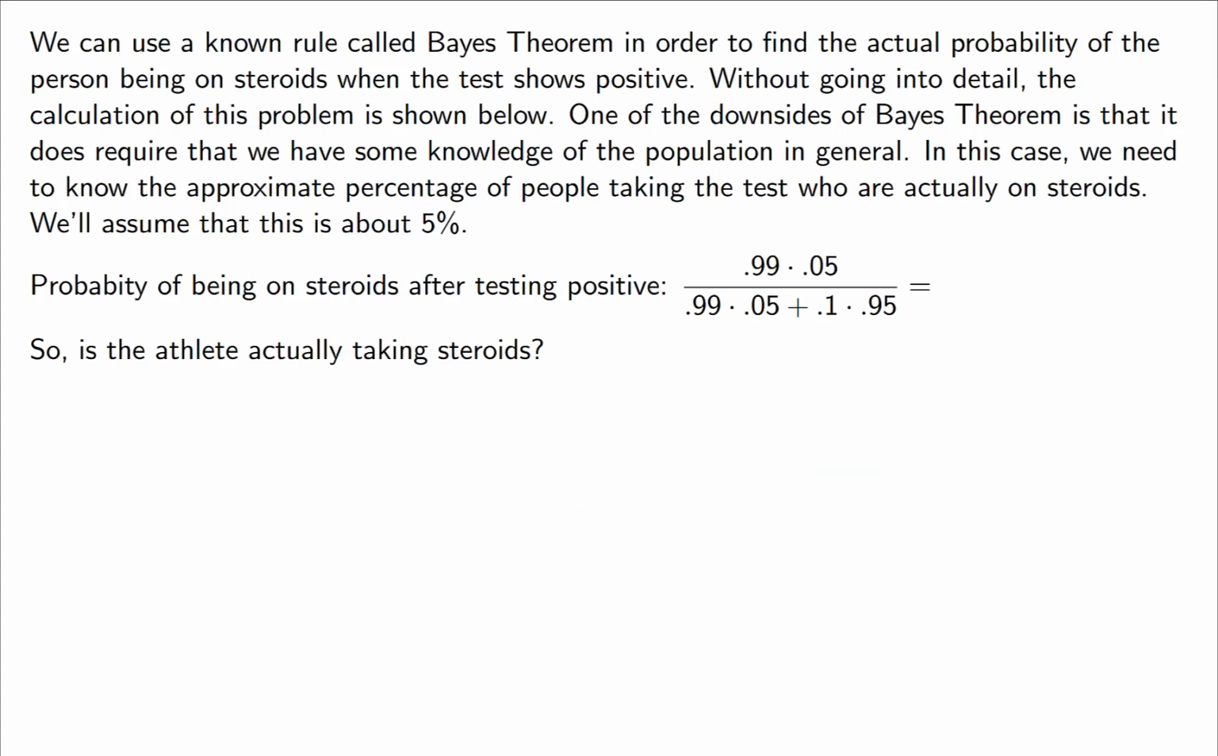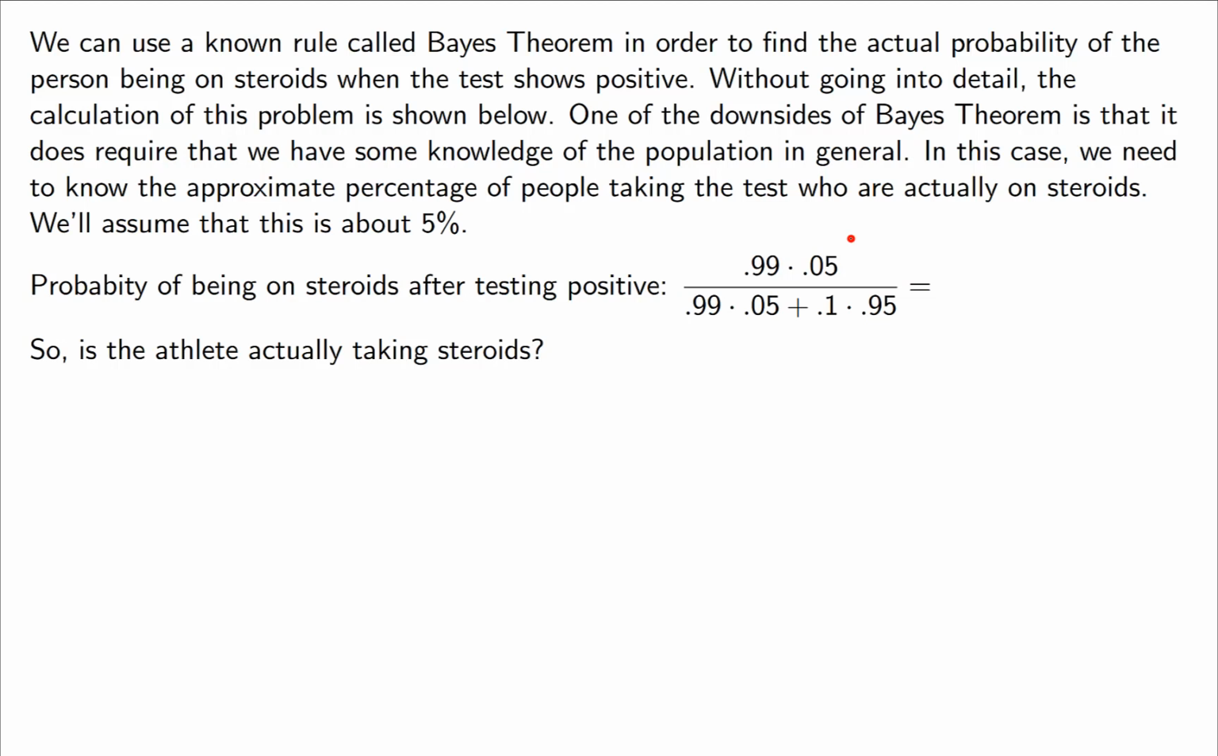We can use something called Bayes' theorem that will help us find the actual probability. Bayes' theorem is something that allows us to switch the order of our probability. We were given the probability of a person who has steroids testing positive. We want to know the probability of a person having steroids who tests positive. You'll notice it's not a very big distinction. It's subtle, but it's very important. Without going into the details, this is the calculation that we use for Bayes' theorem, assuming that about 5% of the population who's taking the test is on steroids.